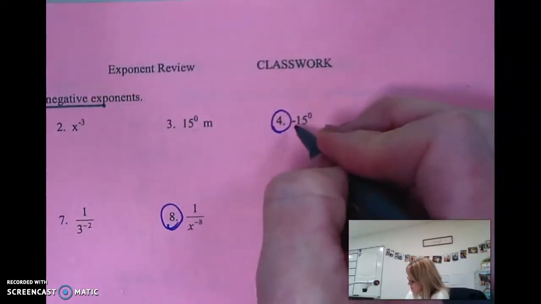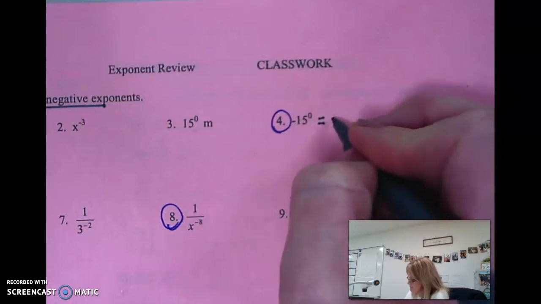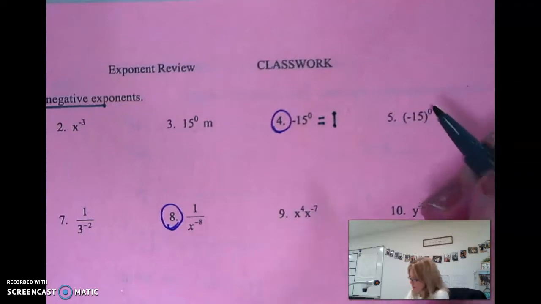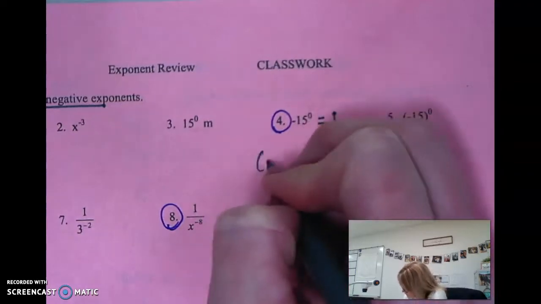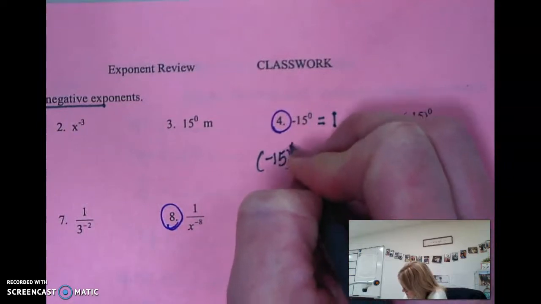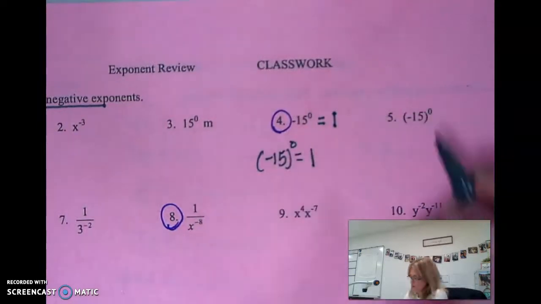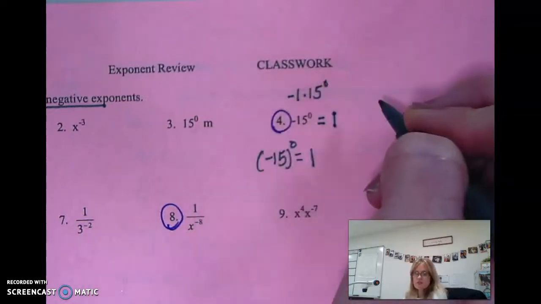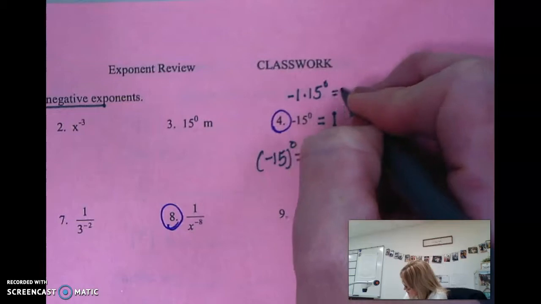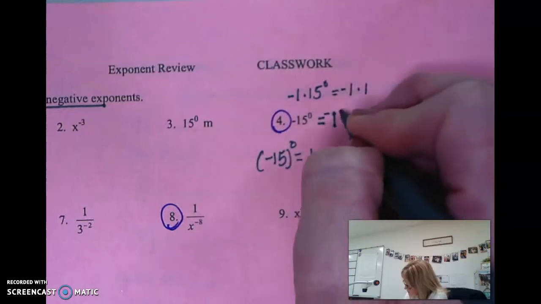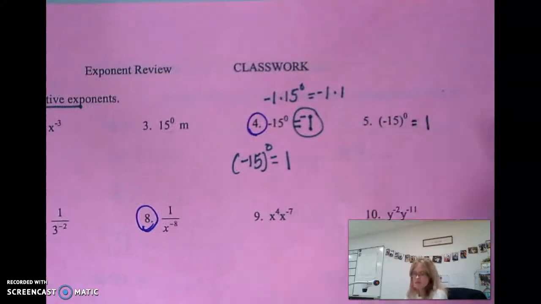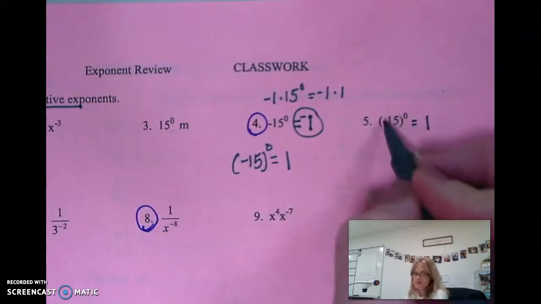Remember, anything to the power of 0 is always equal to 1. Okay? Now, this is a trick though. This would have to be negative 15 to the 0 power in order to equal 1. This is actually saying negative 1 times 15 to the 0 power. So negative 1 times 1 is actually negative 1. This would be an example of positive 1, because this whole thing is to the power of 0.